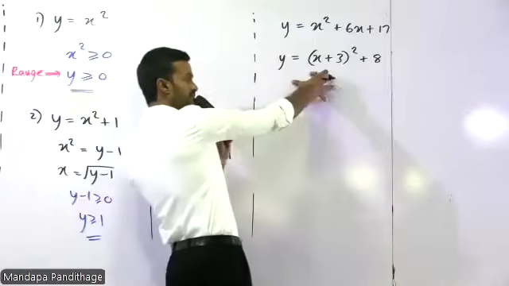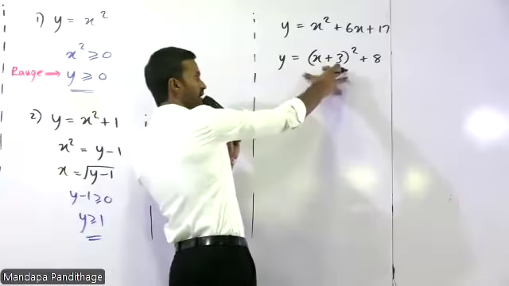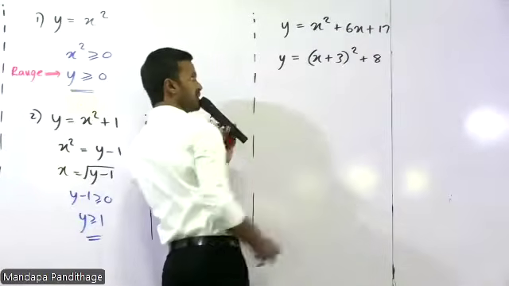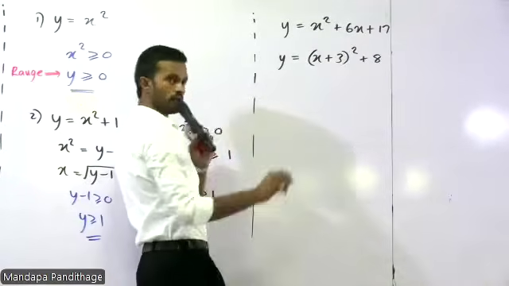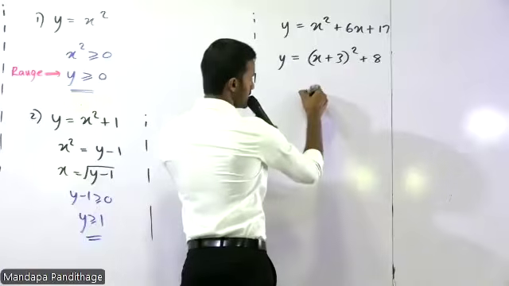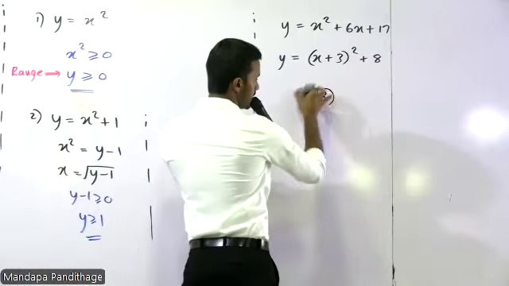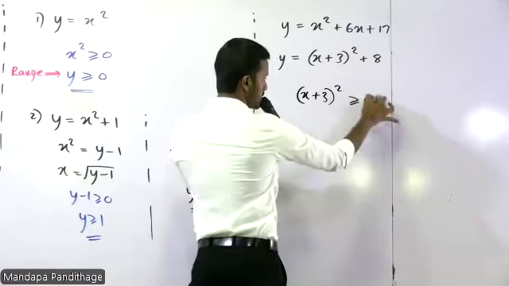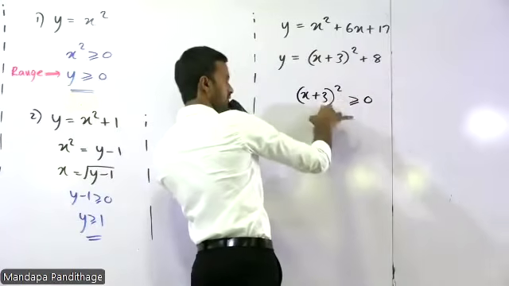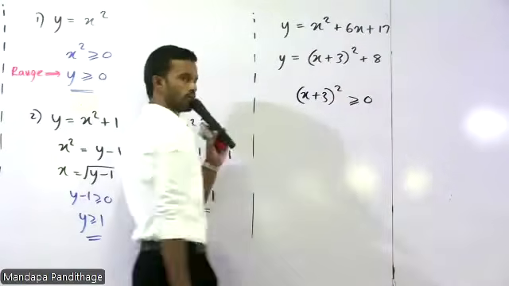Okay, listen. Here, what I have done is I have completed squares. And now look at this. Since x plus 3 squared is a square, when we have a square, it's anyway greater than or equal to 0.